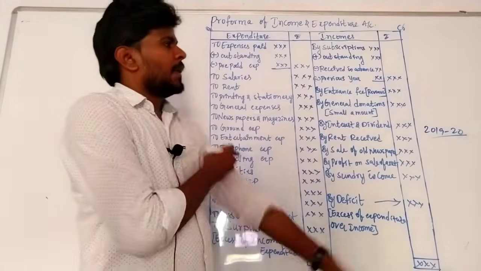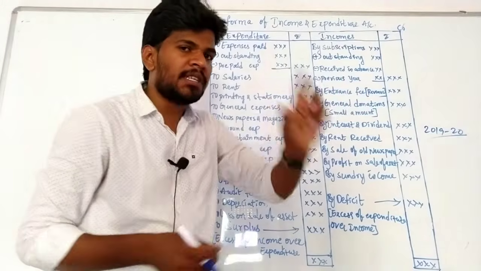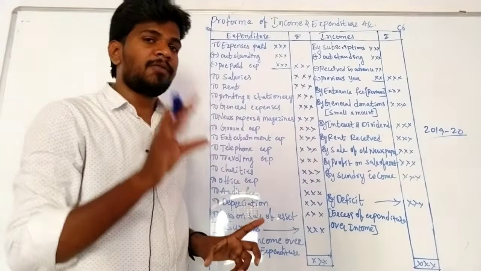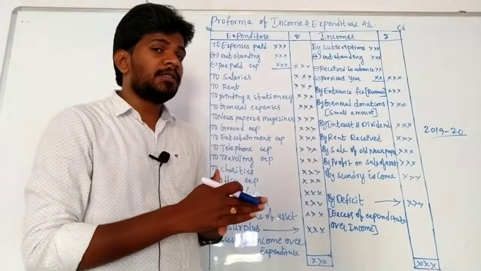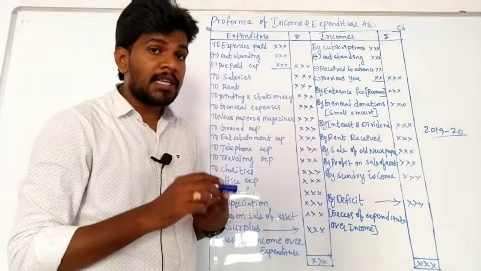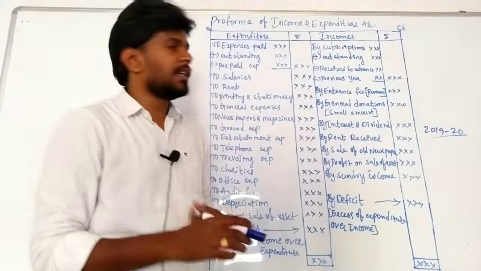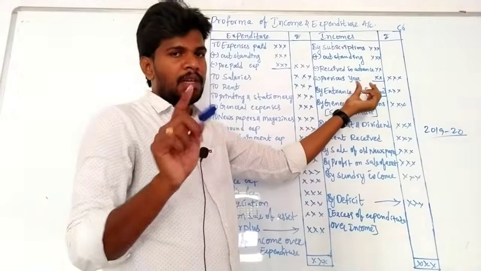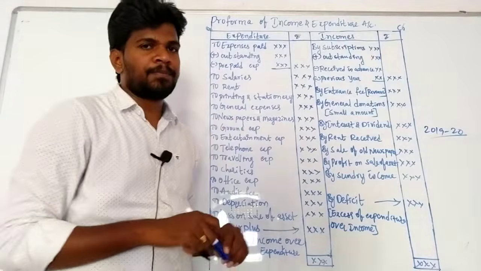Next, entrance fee. Sometimes it is a revenue receipt, sometimes it is a capital receipt. That information is given in the problem. If it is specified to be capitalized, it is treated as a capital receipt. If it is not specified to be capitalized, it is treated as revenue. In case of a revenue receipt, it will be taken on the income side.